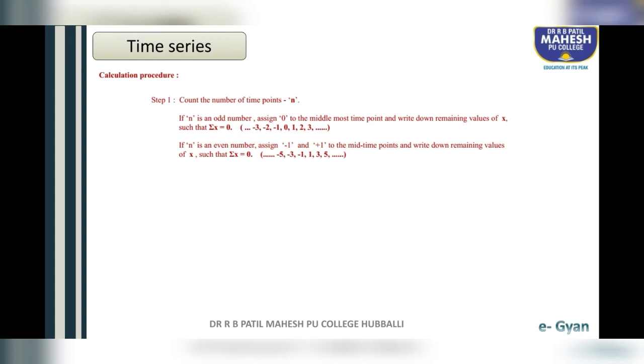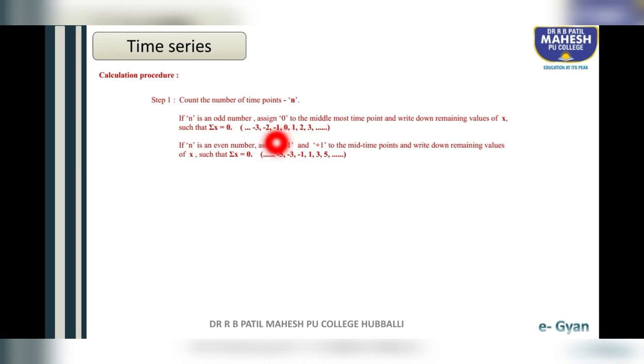Step 1: count the number of values, that is n, and check whether it is an even number or an odd number. Suppose, students, if n is an odd number, assign 0 to the middlemost time point and write down the remaining values of x, such that summation x is always 0. As I told, if n is an odd number, in the middle you have to write 0.